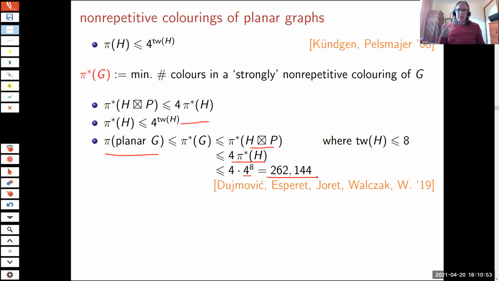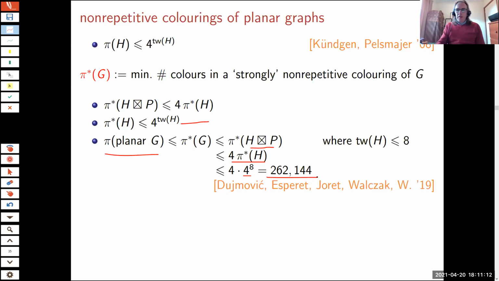So hopefully you see the power of this product structure theorem, because it reduces problems down to, all you need is 2 ingredients to solve them. You need a lemma for bounded treewidth graphs, and then you need a lemma for products. And you put the 2 together and you get a result for planar graphs.